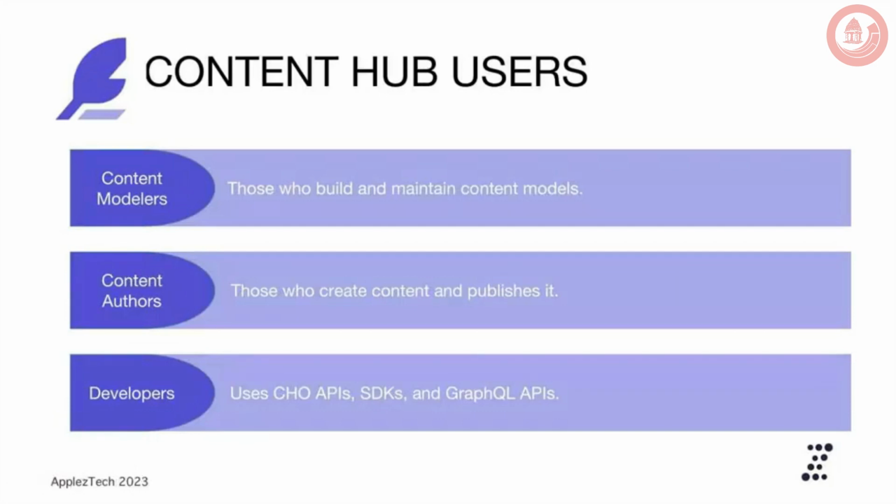Now, who are the stakeholders or the users of Content Hub 1? Again, as we work with a new SaaS product from Sitecore, there's always new terminology and new things to talk about. So now we're talking about what's called a content modeler. A content modeler is responsible for building and maintaining a content model. It's basically someone who's responsible for creating your templates. Content authors are the ones who are responsible for creating content and publishing it.